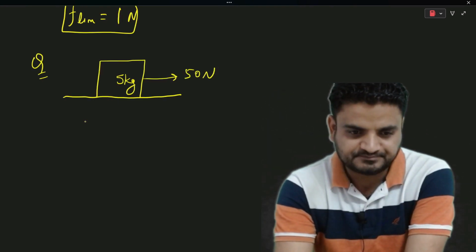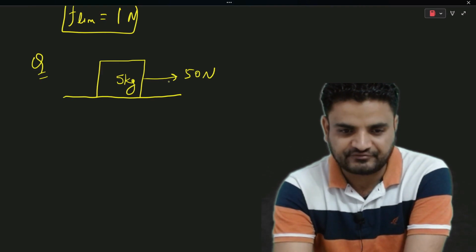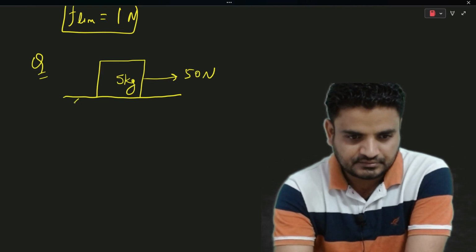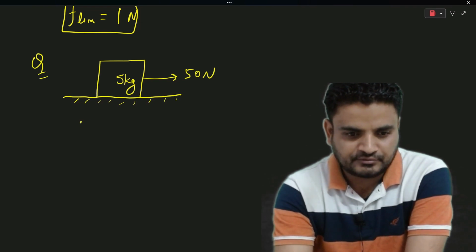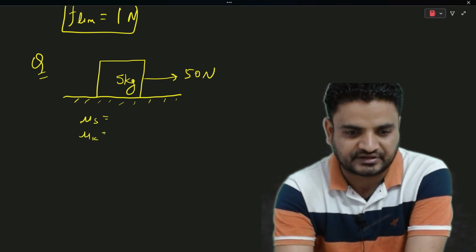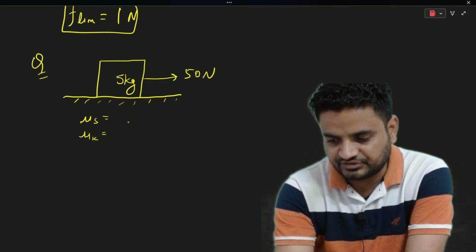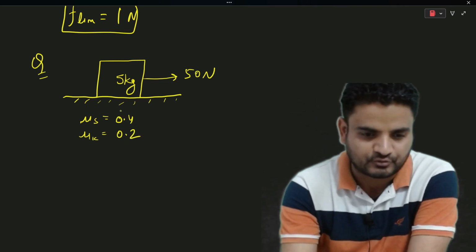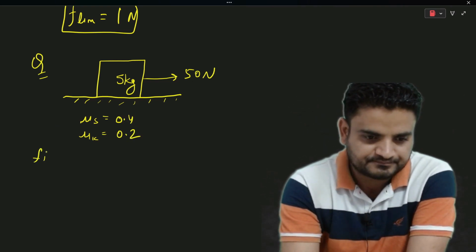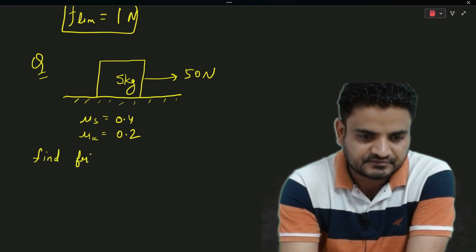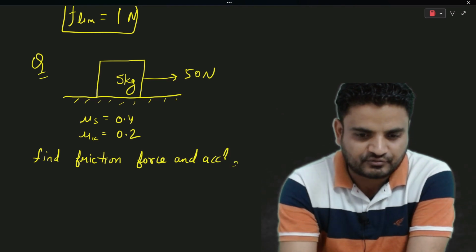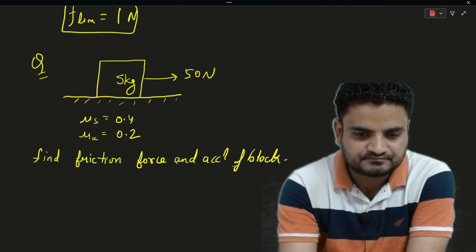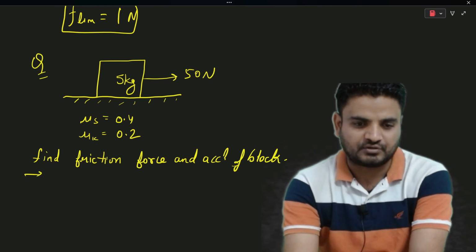Let's discuss one more problem. There is a block of 5 kg and a force acting on it, 50 Newton. Mu s value and mu k value are given. Mu s value is 0.4 and mu k value is 0.2. The question is to find the friction force and acceleration of the block. So first you solve, then I will solve.